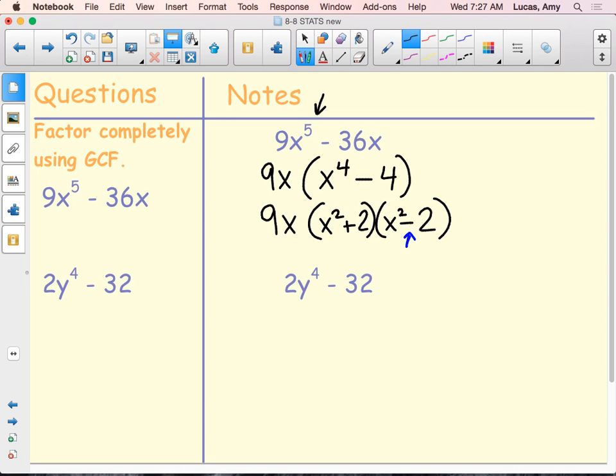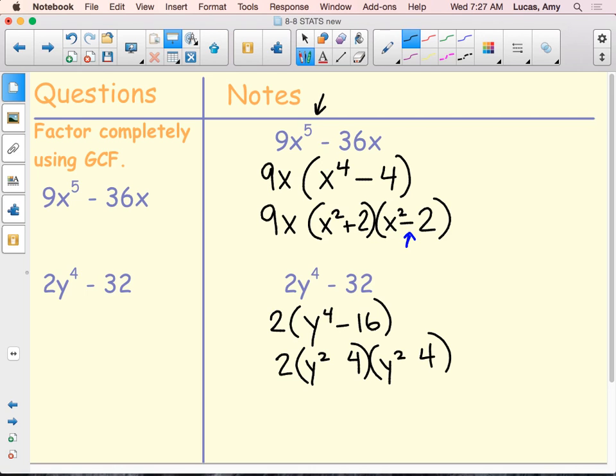Okay. Next one, I can factor out just the 2, and that would leave me with y to the fourth minus 16. Those are perfect squares for y squared and 4. 1 plus, 1 minus. Then, the one with the plus is done. The one with the minus, though, they factor again. Y squared is y times y, and 4 is 2 times 2. 1 plus, 1 minus. Now I'm done factoring on that one.